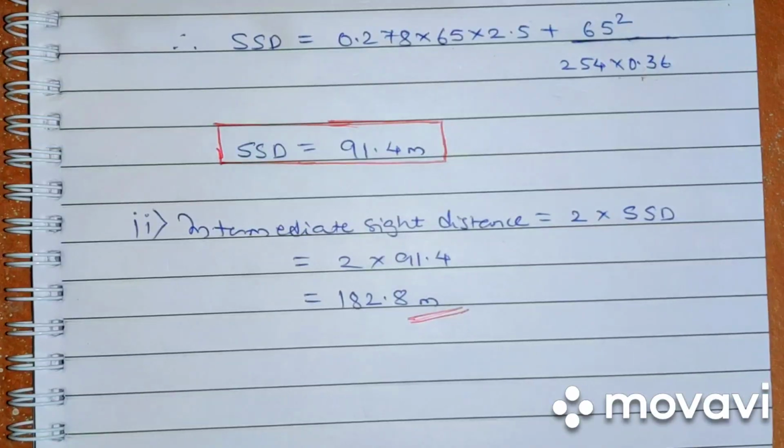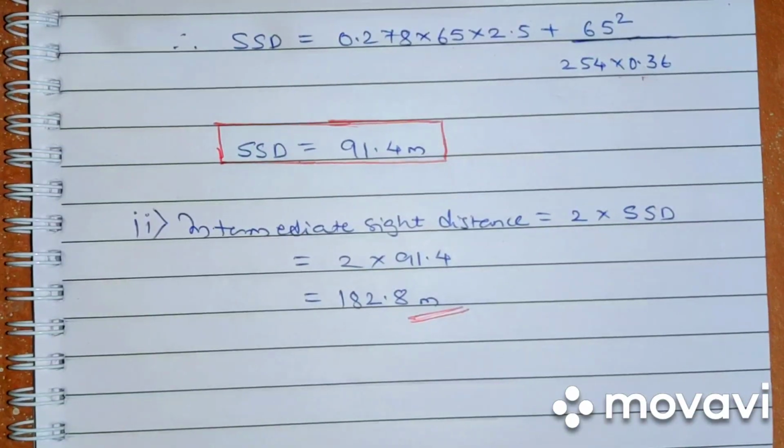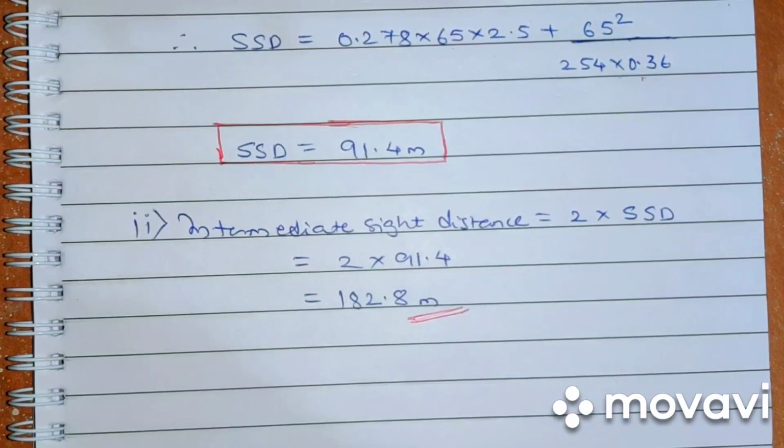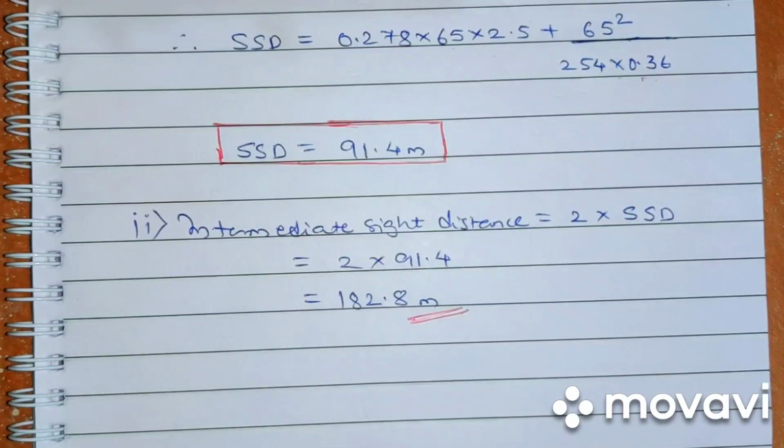And next we'll have to calculate the intermediate sight distance. As we know, the intermediate sight distance is to be taken as twice the stopping sight distance. Hence 2 multiplied by 91.4, the stopping sight distance. So we get the intermediate sight distance as 182.8 meters.